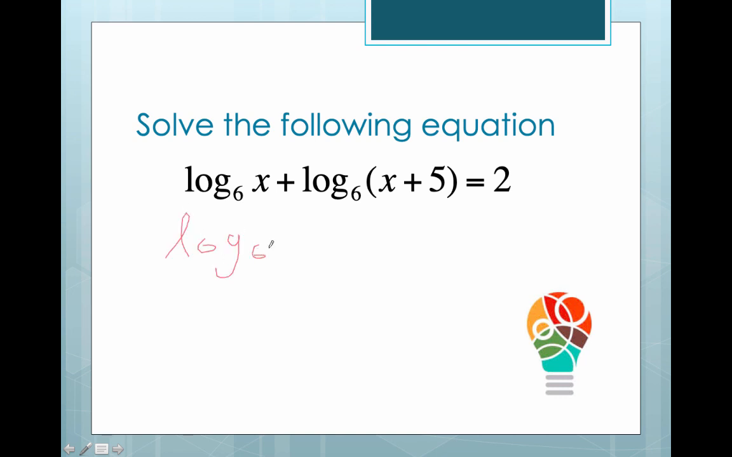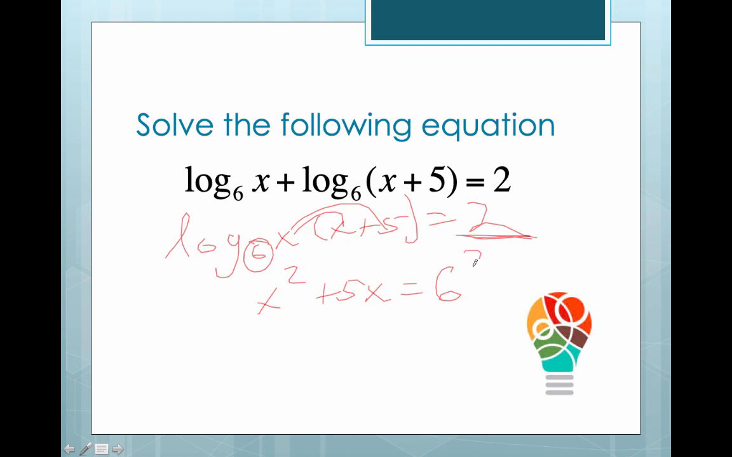Okay, the first thing I want to do is get a single log over here, but I notice that this is no longer a single log over here and a single log over here, so I cannot drop the log. So what are we going to do? We're going to write it in exponential form. So I'm going to have x squared plus 5x, and it's going to be equal to base raised to the exponent. It's going to be equal to 6 squared, okay?